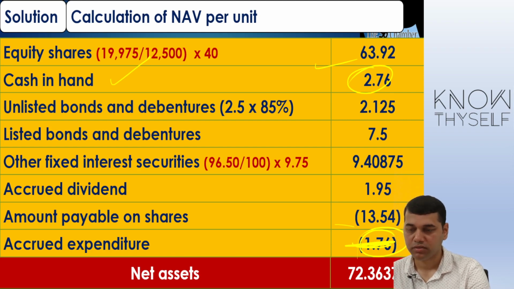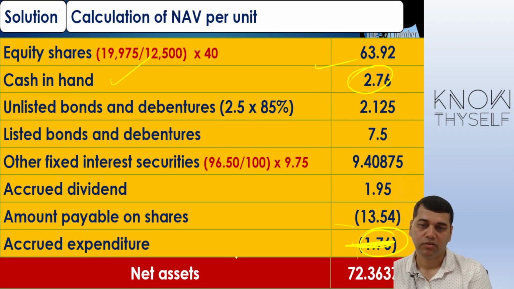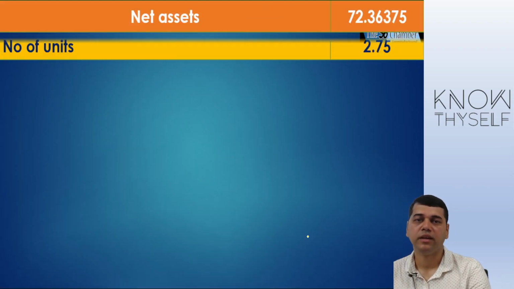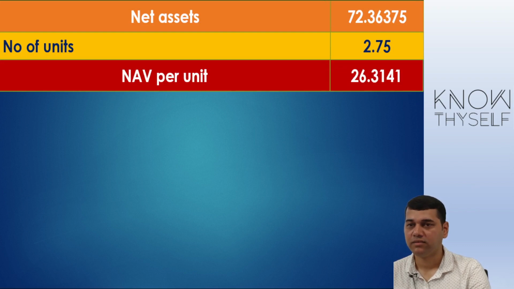Lakhs or crores? I believe it is in lakhs, because my units are in lakhs. Rupees in lakhs. Divided by the number of units, 2.75 lakhs, NAV is 26.3141.